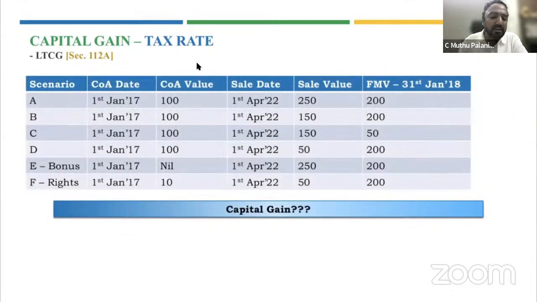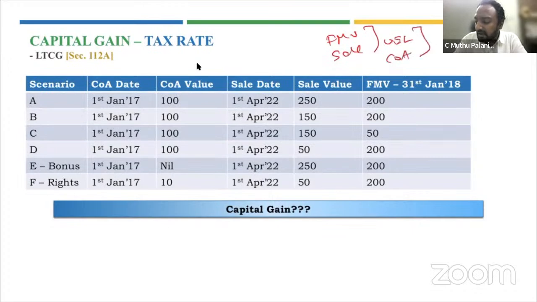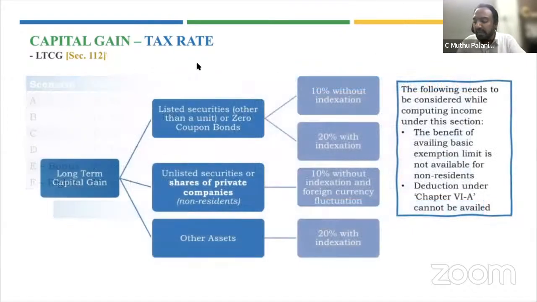There is an example to understand this. We already said it, I'll just repeat it. Fair market value or sale value, whichever is lower, is compared with cost of acquisition, whichever is higher. This is how we do it. You can repeat for all of this and see how it goes. So this is how it must be carried out.